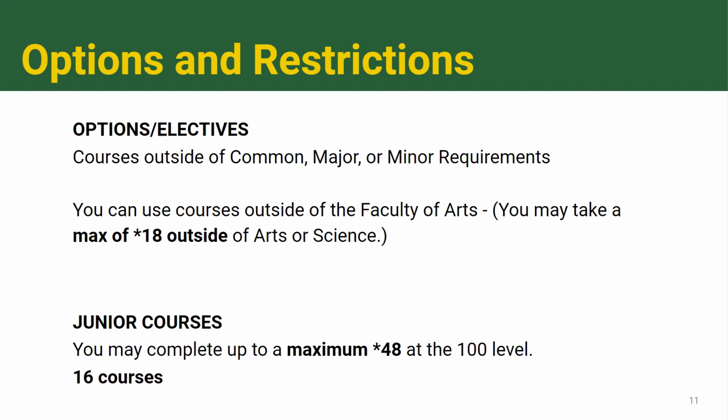Now, in terms of restrictions for that, you can choose any courses outside of the Faculty of Arts, but you may only take a maximum of 18 credits of arts outside of arts or science. So any other courses that you take outside of that maximum of 18 credits, let's say you wanted to do many courses in the Faculty of AILS, you are capped at 18 credits.